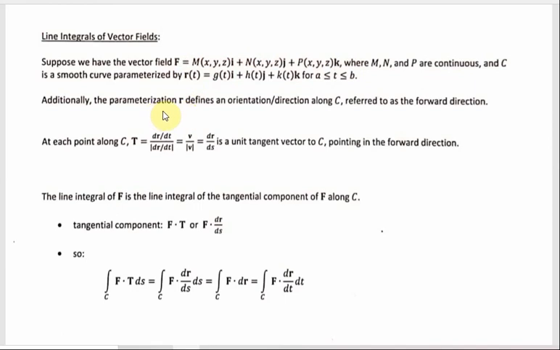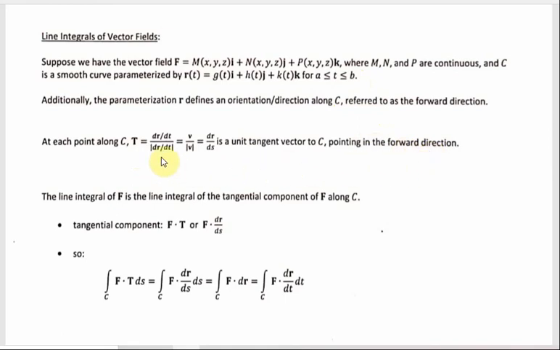Then also the parameterization would give you a direction, like you would go from A to B, and that's the way that you would follow along the curve. So that generally would be considered the forward direction. And we need that concept in order for the next thing to make sense, which is the unit tangent vector. It's another old concept, but the unit tangent vector is going to end up pointed in that direction. It's going to end up pointed in the forward direction.